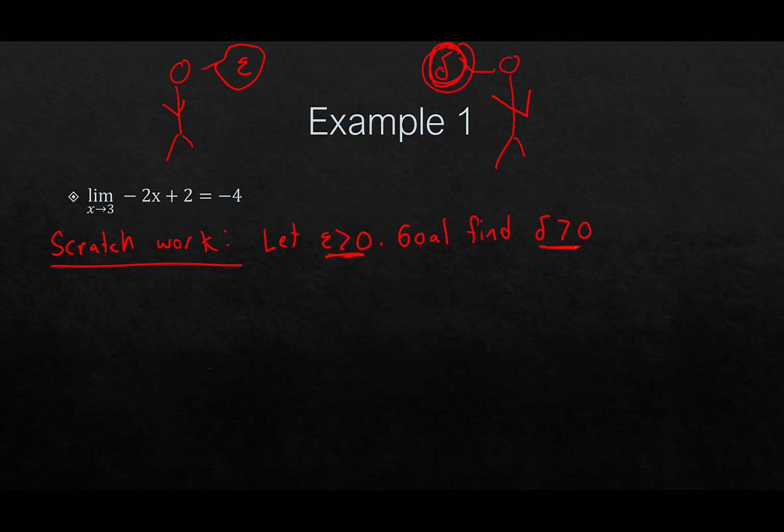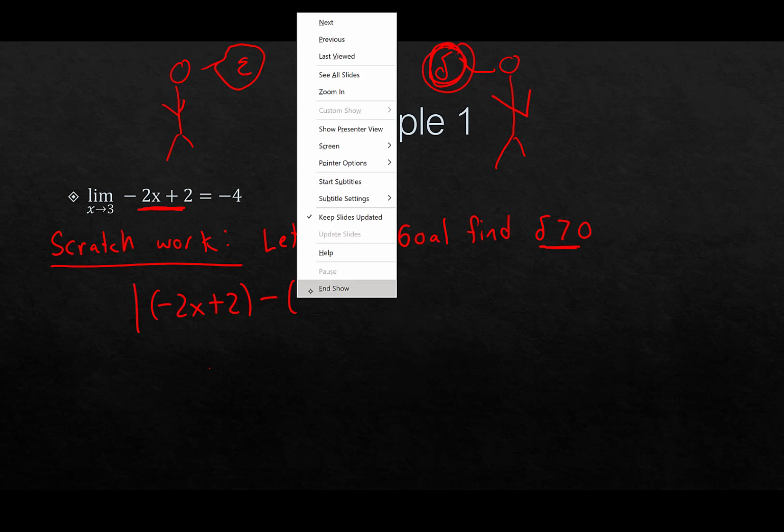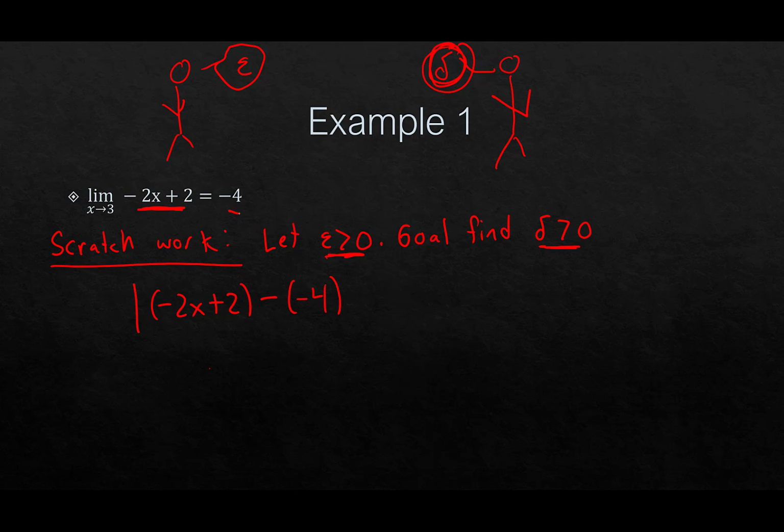Now again, usually what we do is we sort of start backwards. So again, if you're thinking 322 or Foundations in Math or your proof class, this is the backwards question. Okay, so we start with sort of what we want. So we want that the absolute value of 2x plus 2, that's our function, minus negative 4, that's our limit. We want this to be less than epsilon.